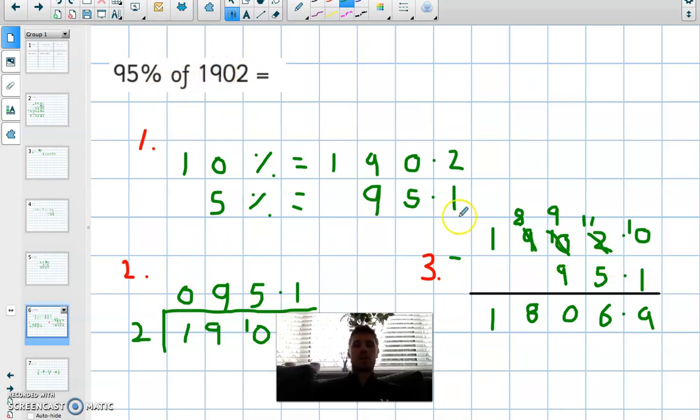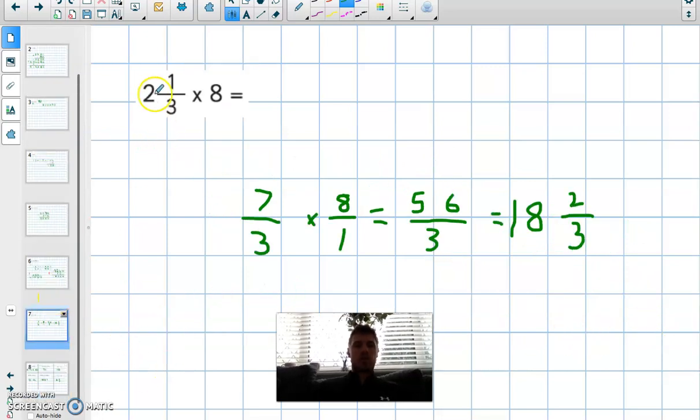So then what I need to do is put 1,902 into a formal method and subtract 95.1 away from it. Now, the only tricky thing with this one is that we've got a decimal being subtracted away from a whole number, so I've got to make sure that I put in my placeholder and include the decimal point. So once I've subtracted those two numbers away from each other, I then get the answer of 1,806.9.